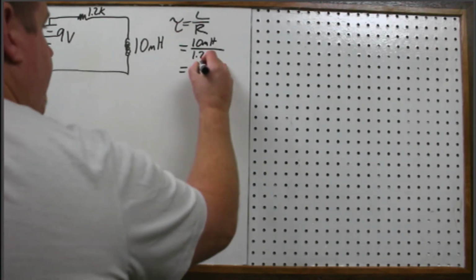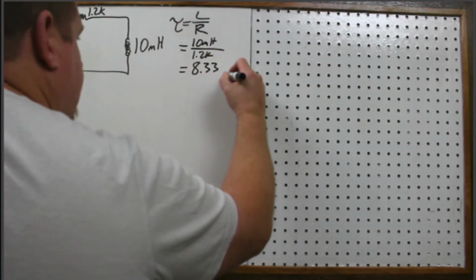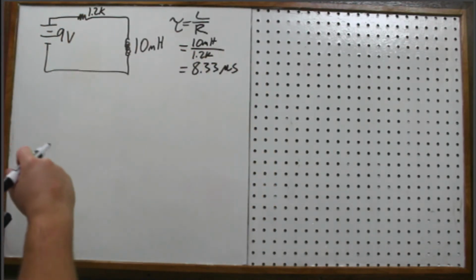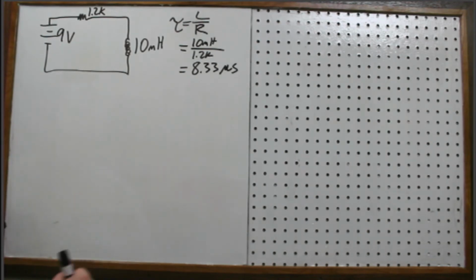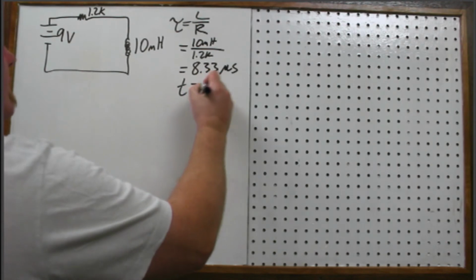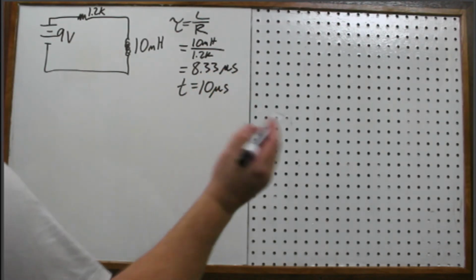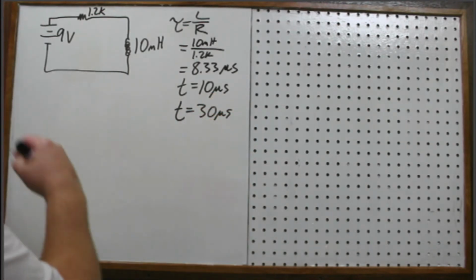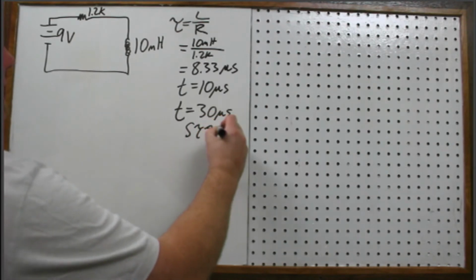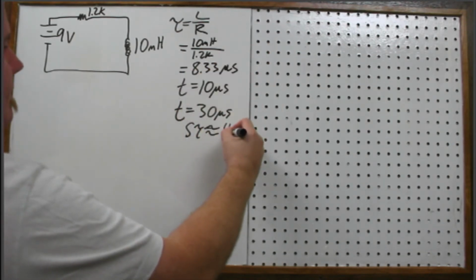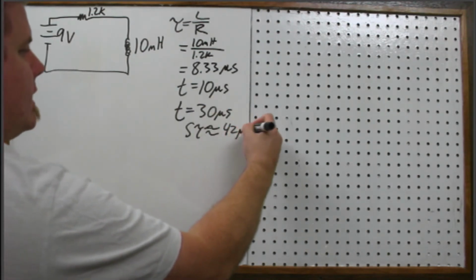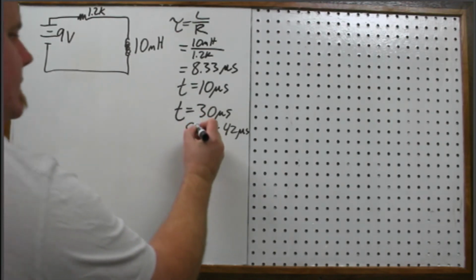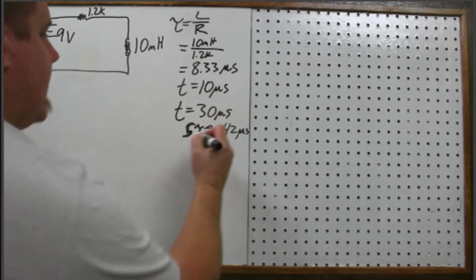And I get 8.33 microseconds. Okay, and that's micro. So that means 5 time constants is roughly 41-ish microseconds. So let's take a look at t equals 10 microseconds, and let's take a look at t equals 30 microseconds. Again, 5 tau is roughly, let's say 42 micro. So we're looking at just after 1 time constant and before we get to 5 tau.